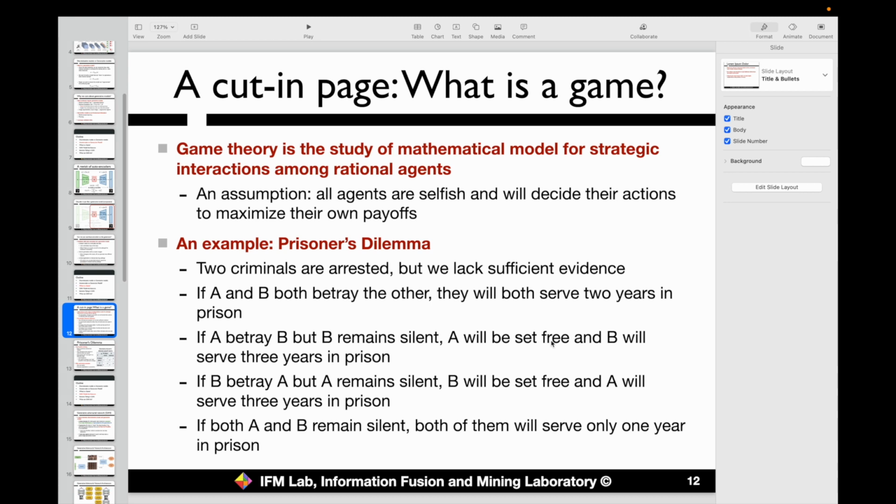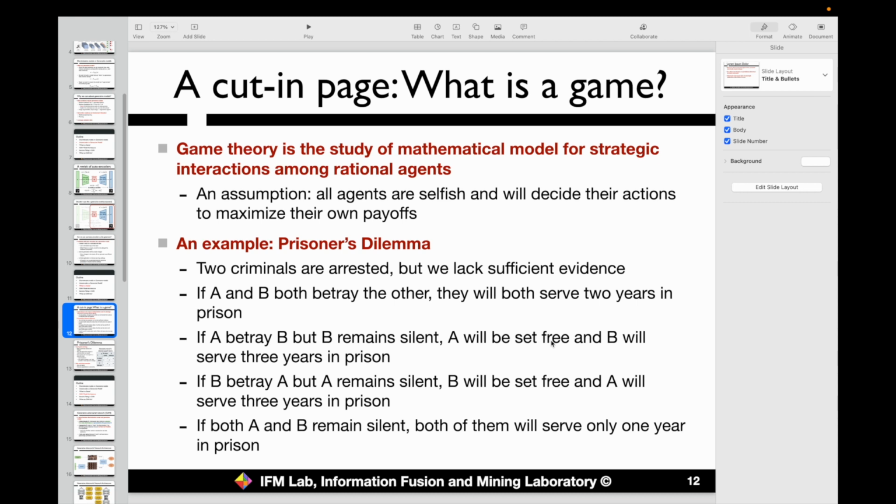And at the bottom of this page, we have an example of a game between two criminals. Let's assume we have two criminals, they are arrested by a policeman, and the police lacks sufficient evidence actually for their crimes. And these criminals may have different options, right? When they are arrested, they can either betray each other to tell the truth, or they can remain silent.